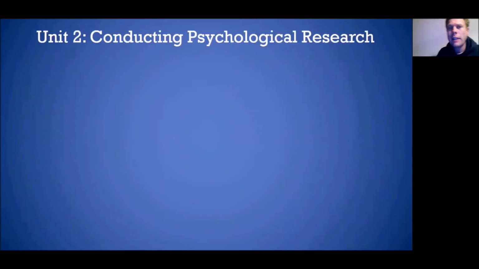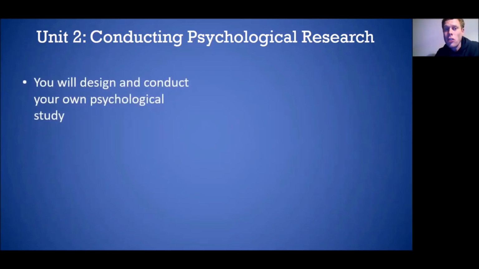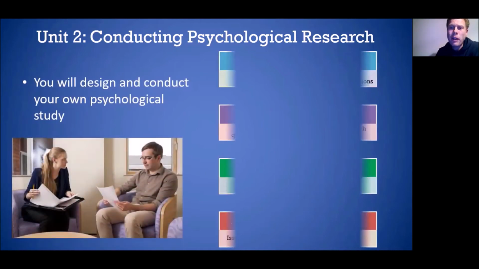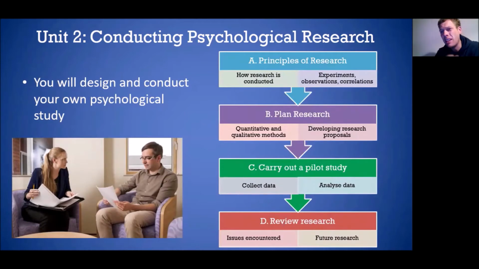Unit 2 is really an interesting unit. This is called conducting psychological research, and it basically is exactly that. You're going to design and conduct your own psychological study. So what's nice about this course is it really allows you to get your teeth into doing research. On the right there, you can see the flow chart of the different stages of this component. So you start off by understanding why we do research, the research process as a whole, and then moving on to planning your own research. So that will involve developing your own research proposal, and then actually carrying out the pilot study that you're proposing. So collecting the data, analysing the data, drawing conclusions, writing it all up, and finally reviewing.